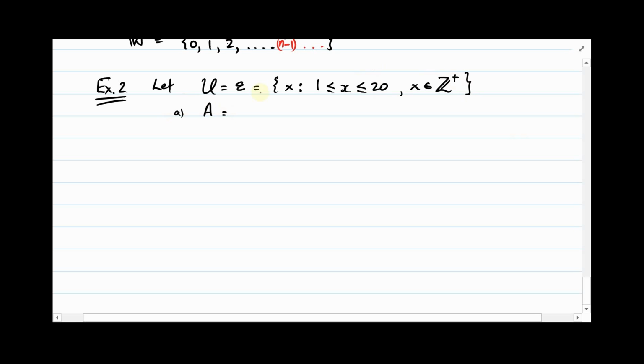set A is a set of x's such that x is a multiple of 2. And let's say B, x such that x is a multiple of 5. All right. Now let's see if we understand this.